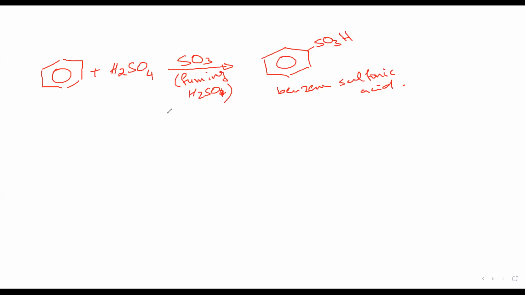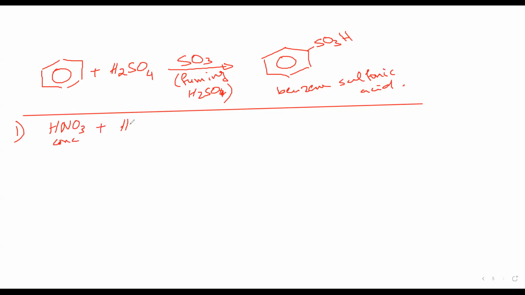Now, what is the mechanism of all these reactions? In all these reactions, the first step should be the production of the electrophile, because these are called electrophilic substitution. So an electrophile has to be produced, and then the electrophile attacks the benzene ring. For example, in the first reaction, where a nitro group is going to be added, we have concentrated nitric acid in the first step plus concentrated sulfuric acid.